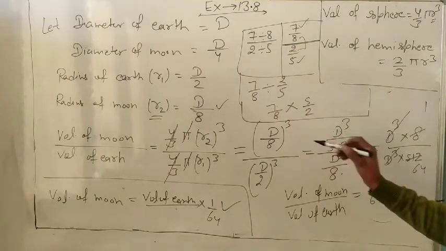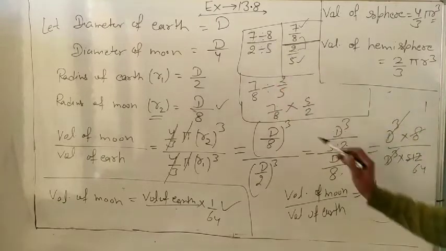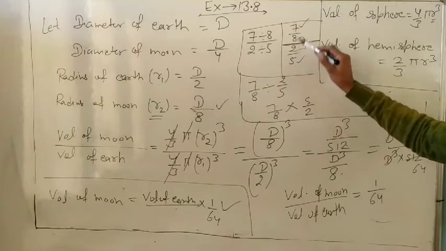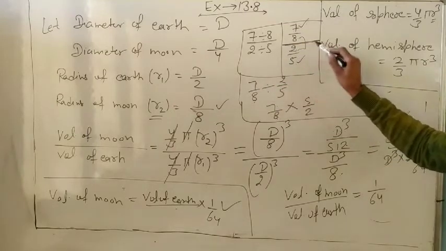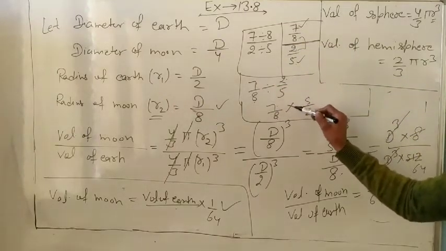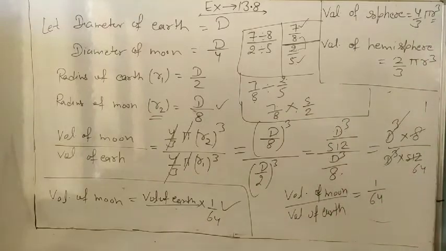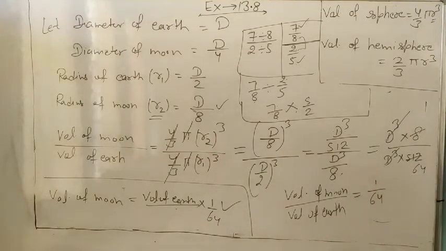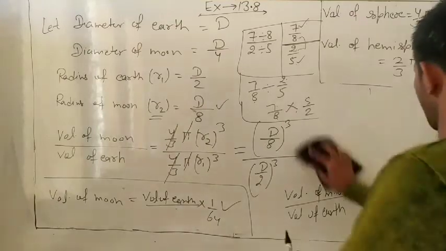Always when we write like this, 7 divide 8, 7 divide 8, 2 upon 5, it means 7 upon 8 and now divide 2 upon 5. When we write in multiplication, always take the reciprocal. It is your answer, 1 upon 64. Okay. It means when the volume of earth is 64, the volume of moon is 1. Understand it? Next question.